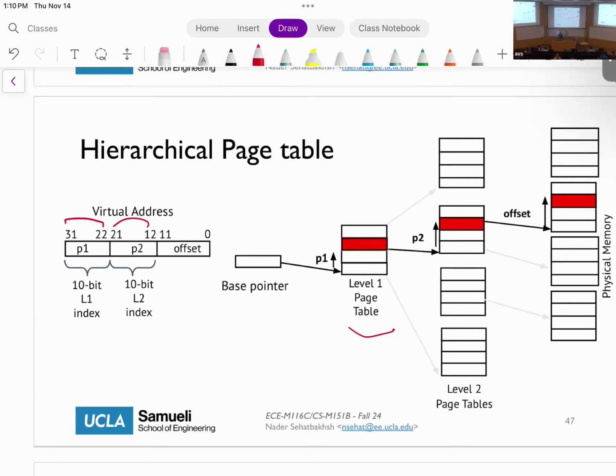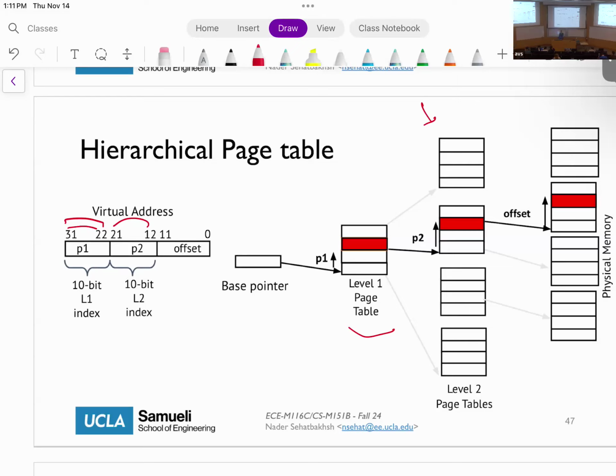So essentially, if I have 10 of these, each one can point to one of these tables that I have here, okay? And then this will be basically the base pointer of the second level page table, okay? From the second level page table, I'm going to use P2 as the offset to select the new content. And this content is the actual PPN that I have.